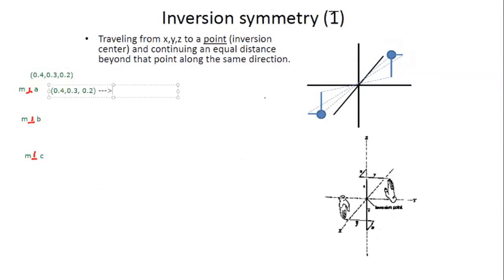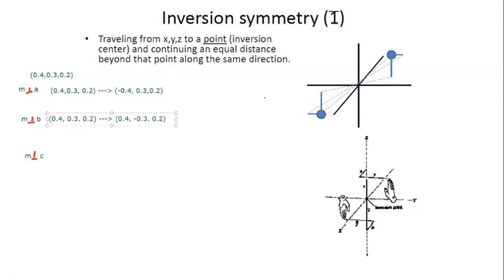Since it's a mirror plane perpendicular to A, that tells you that the only coordinate that's going to change signs is the x coordinate. So it'll be negative 0.4, 0.3, 0.2. That's the resulting set of coordinates when you have a mirror plane perpendicular to A. When you have a mirror plane perpendicular to B, since it's perpendicular to B, the B coordinate is the one that's going to become negative. So it'll be 0.4, negative 0.3, 0.2.